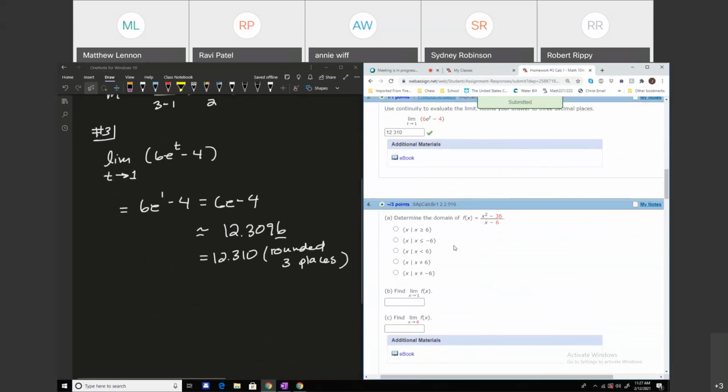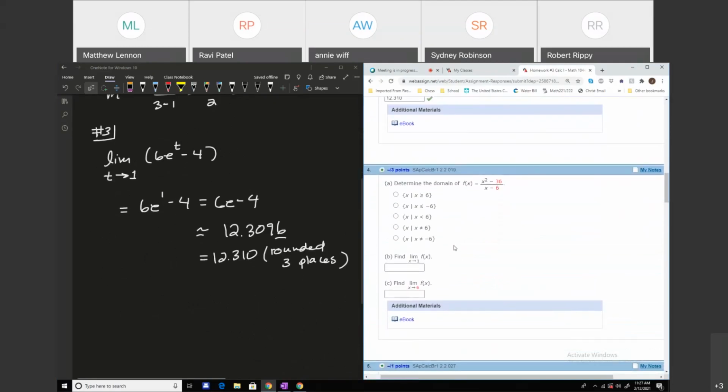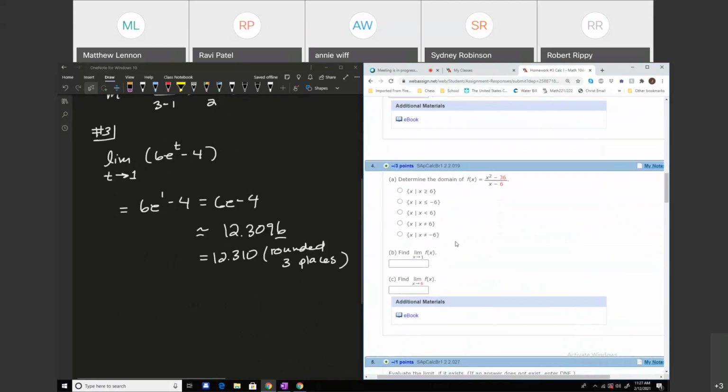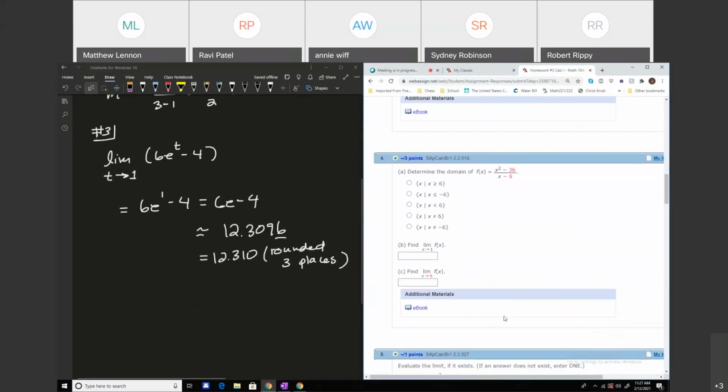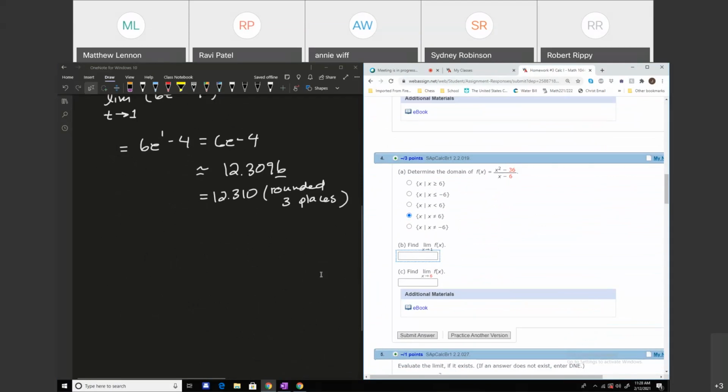Okay, let's look at number 4. Number 4 for the domain, all we need to realize is that x is not allowed to be 6 because that would cause there to be a 0 in the denominator. So our domain is the 4th choice, x such that x is not 6. The limit as x approaches 1, well, it's continuous on that part, so you can just plug in 1 there.